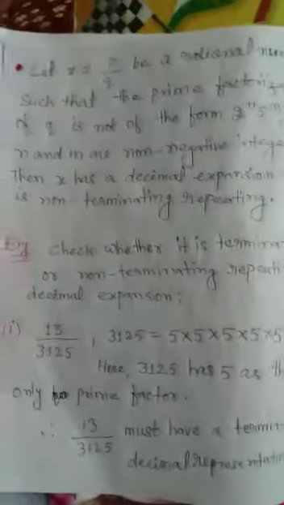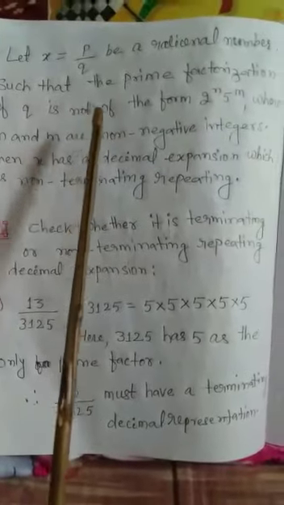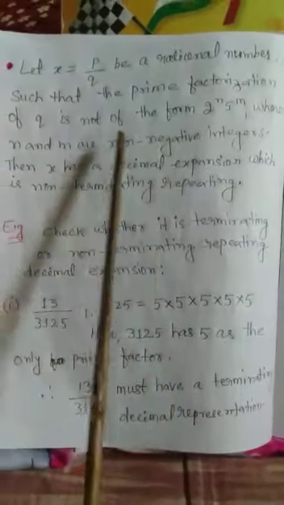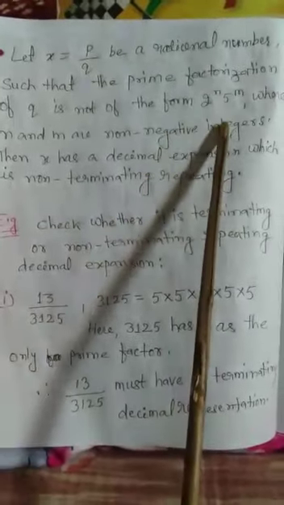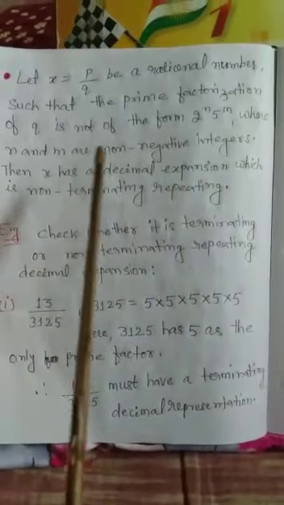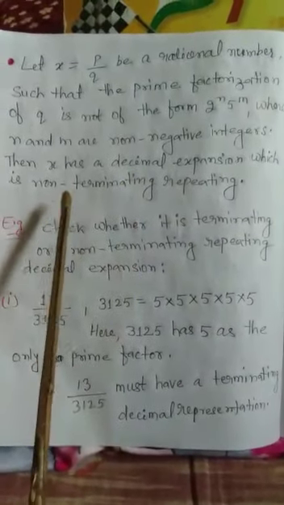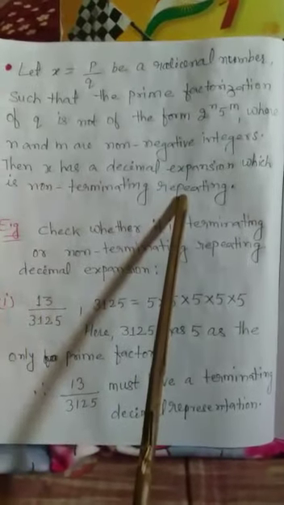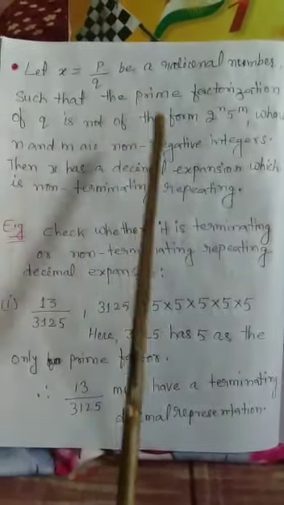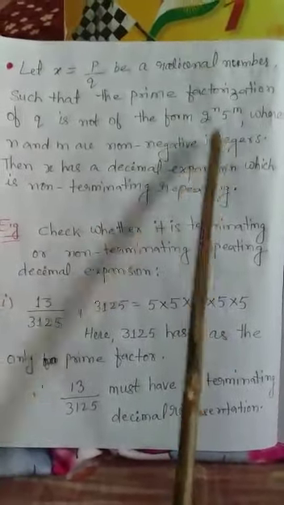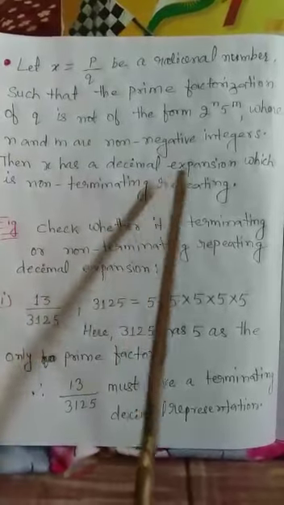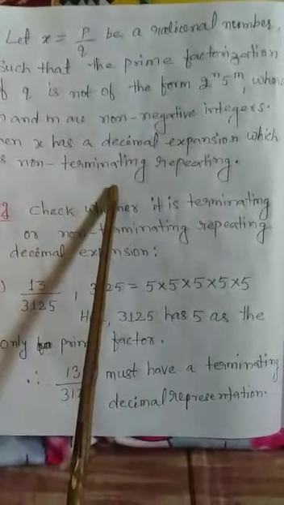Now see again, if x equals p by q is a rational number such that the prime factorization of q is not of the form 2 to the power n into 5 to the power m, where m and n are non-negative integers, then x has a decimal expansion which is non-terminating repeating. What I said? If you get that it is not in the form 2 to the power n into 5 to the power m, then that decimal expansion is non-terminating repeating.